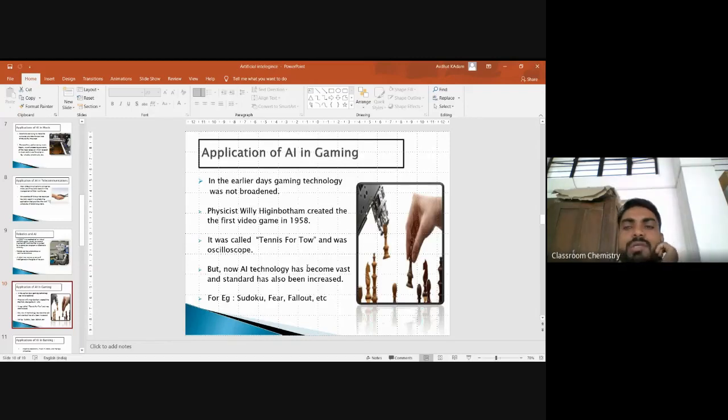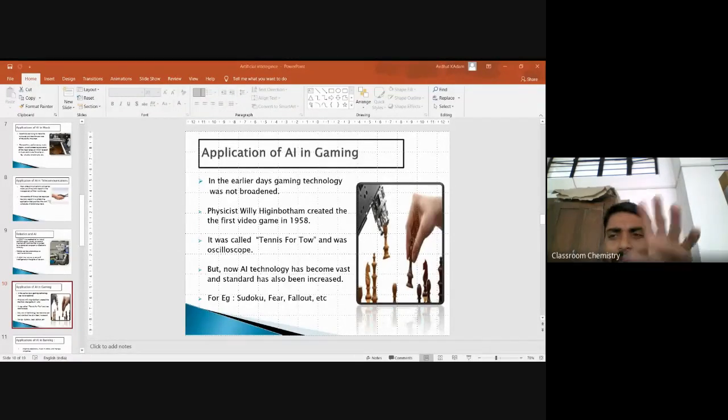Then applications in gaming. In the earlier days, gaming technology was not broadened. But nowadays, you have an idea regarding different types of games made by using this artificial intelligence. Which game is very famous nowadays?